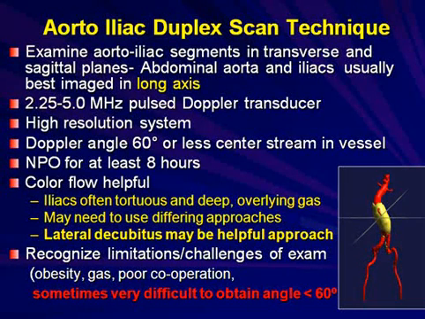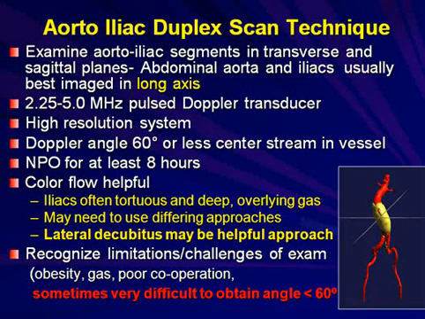So the technique would involve a thorough examination of the entire aorta and iliac segments in both transverse and sagittal planes. However, the abdominal aorta and the iliacs are usually best imaged in their long axis, but transverse will help you identify the course of those vessels. Use lower frequency pulse Doppler transducers, high resolution, always less than 60 degrees in the center stream of the vessel to document the velocities. Color flow is very helpful.